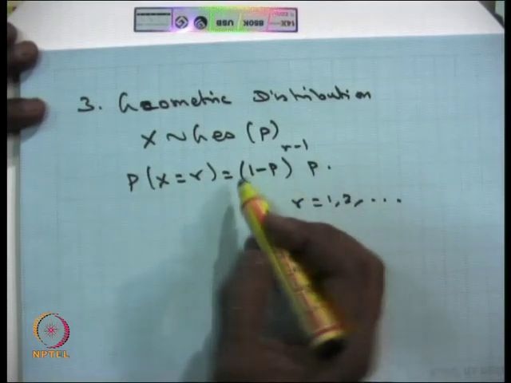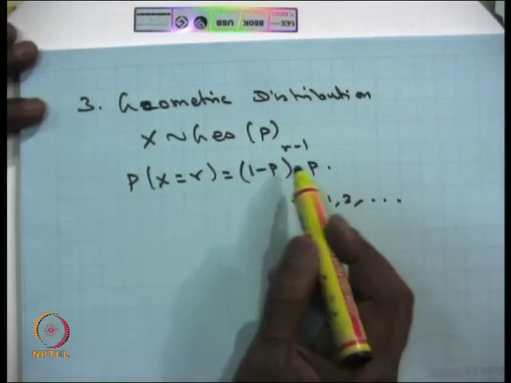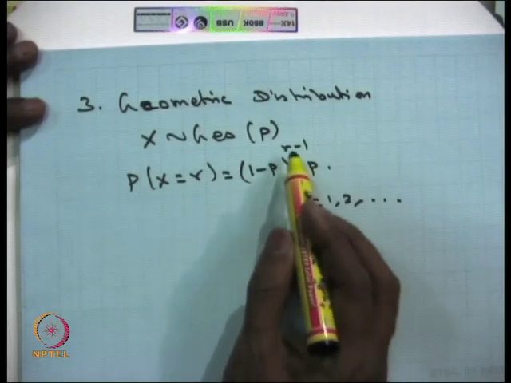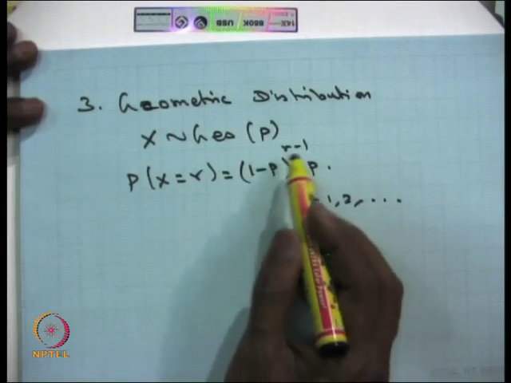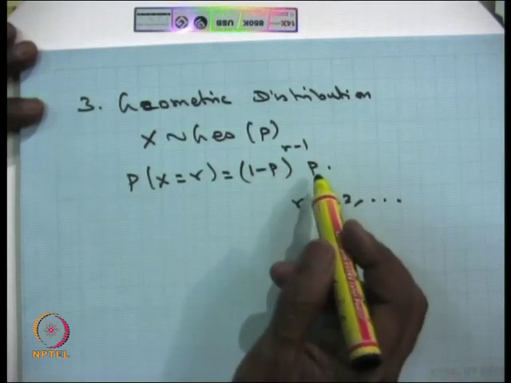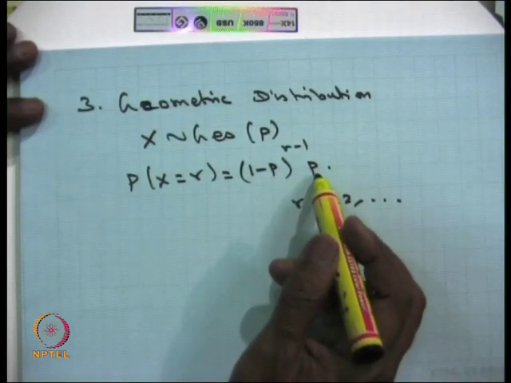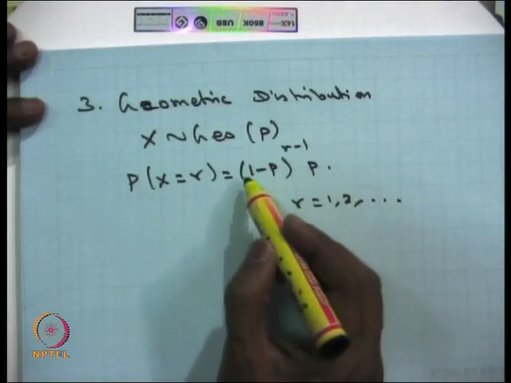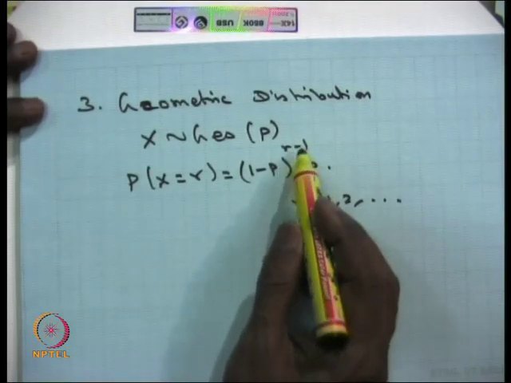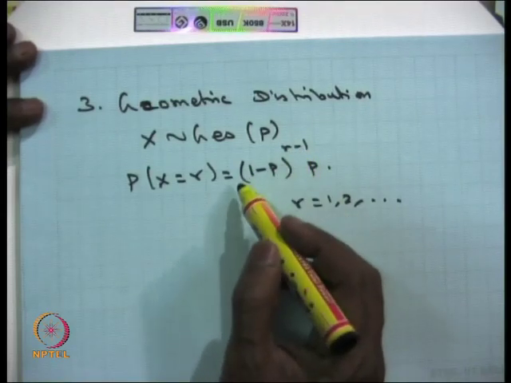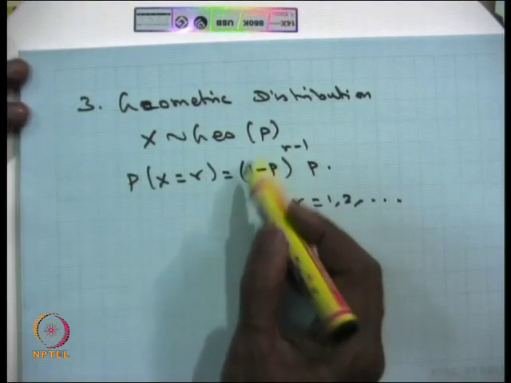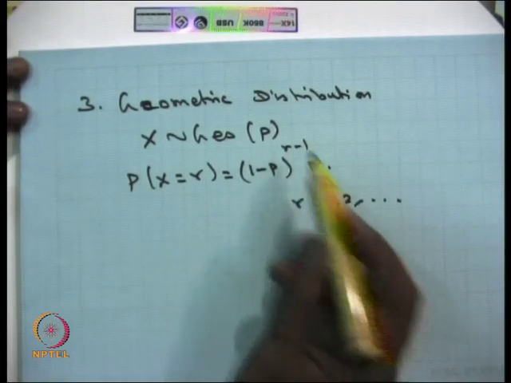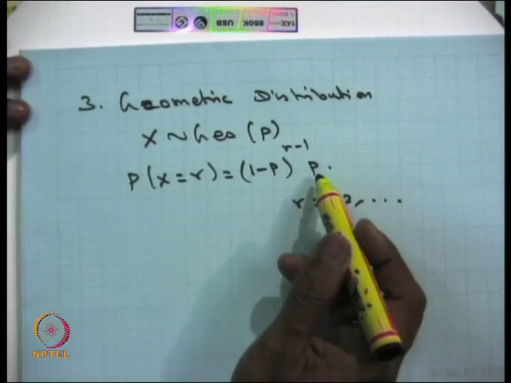That is the same as, since all the trials are independent, you have r minus 1 trials with failures subsequently, and you get the success for the first time in the rth trial. Therefore, you end up with (1 minus p) power r minus 1 for all such non-success r minus 1 trials, and the first success in the rth trial.